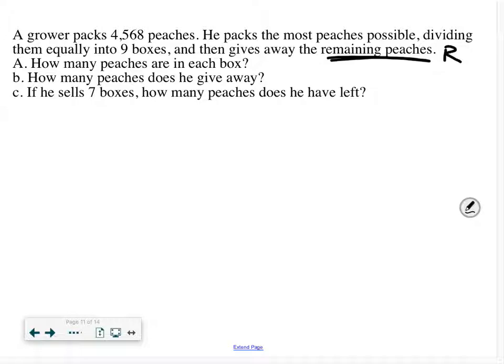This is 3 parts. Part A, how many peaches are in a box? How many does he give away? And if he sells 7 boxes, how many does he have left? All right, that seems like a lot of work, but that's okay. We're going to have a positive attitude, and we are up to the challenge. I'm going to start from the beginning.